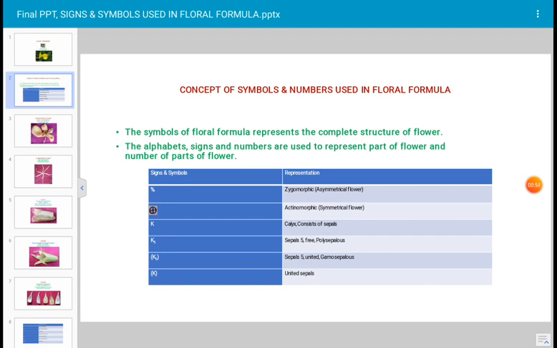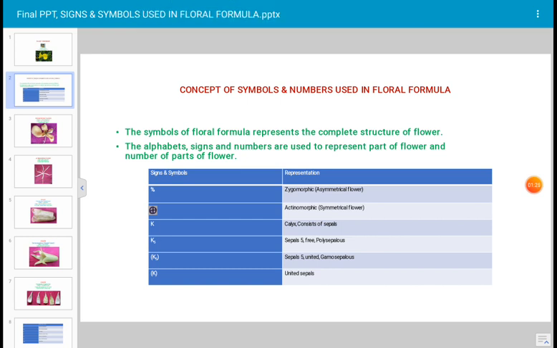If the flower of the plant is asymmetrical, such a flower is described as zygomorphic, and it is represented by the symbol shown in the figure. If the flower is actinomorphic, meaning it can be divided into two symmetrical parts from any plane, then it is described as actinomorphic. Such a flower is represented by the symbol given in the photograph.